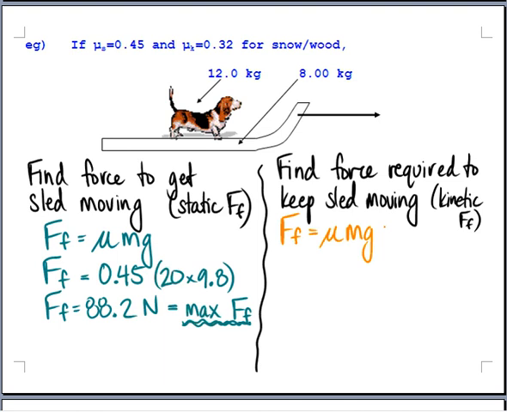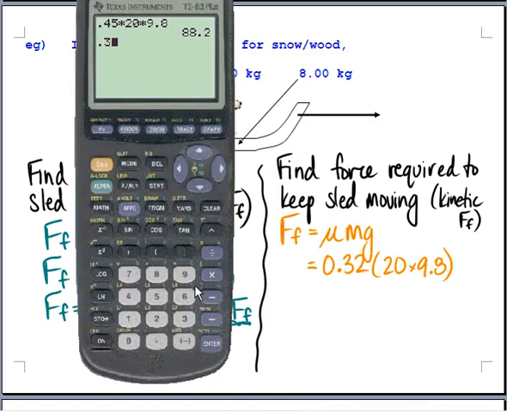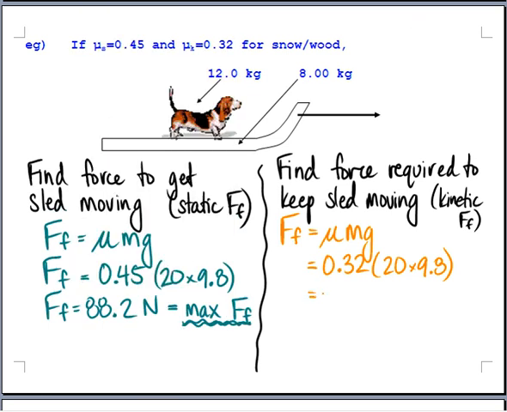Pardon my kids' noises there if you can hear that. Here now we're into this smaller coefficient of friction. We're down to 0.32, but we're still pulling 20 kilograms of stuff times g, which is 9.8. And if we grab our calculator, now it's 62.7 newtons. So that's the amount of force required, double check that, yeah, to keep the sled moving.